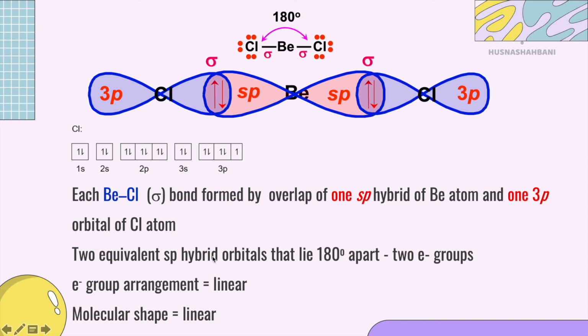Two equivalent sp hybrid orbitals lie 180 degrees apart. So the two bonds are 180 degrees apart, because this central atom has two electron groups. When it has two electron groups, the electron group arrangement is linear, and the central atom has no lone pair electrons at all. So the molecular shape is the same as the electron group arrangement, which is linear. That's how you draw step by step the hybridization of sp.